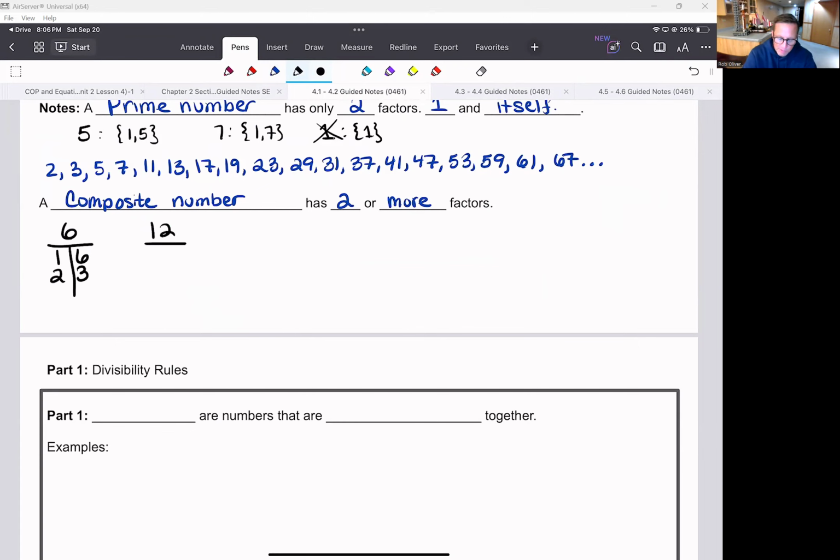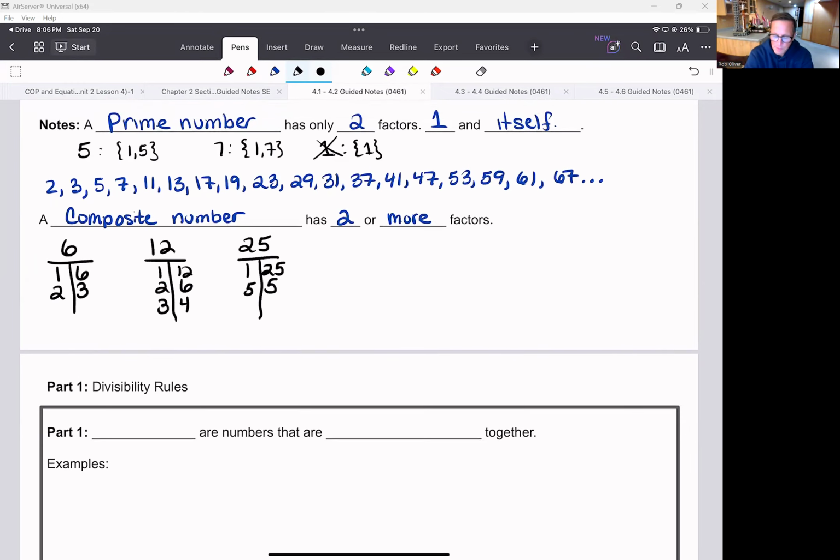12. If I list out the factors of 12, it's got 1 and 12. It's got 2 and 6, 3 and 4, right? Definitely more than 2, right? A prime number only has 2. That's it. No more, no less. Just 2. All right. The number 25 has 1 and itself, and it has 5 times 5. So that actually has 3 factors, right? If you think about it, it has 2 pairs, but it has 3 factors.